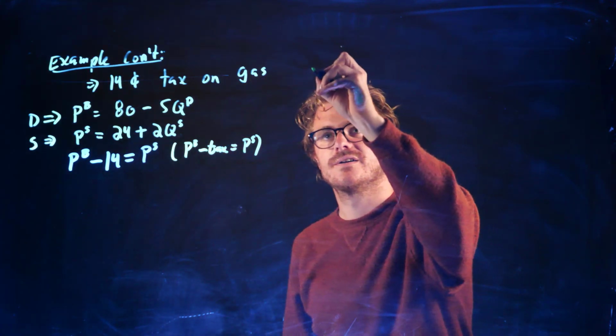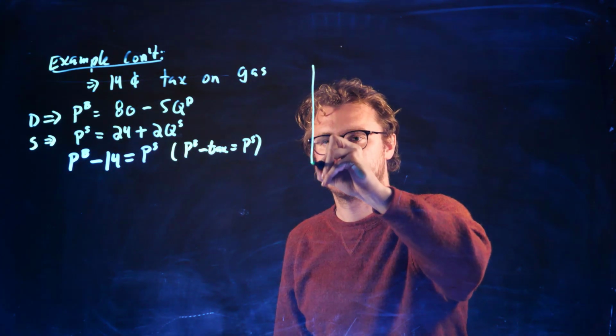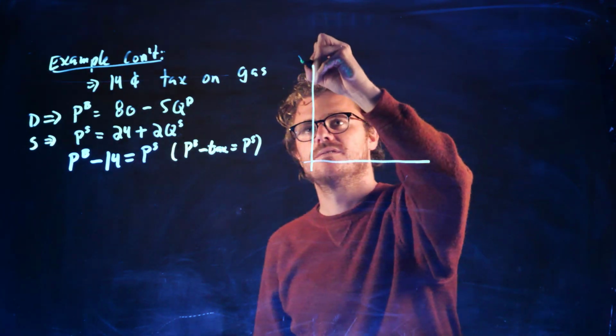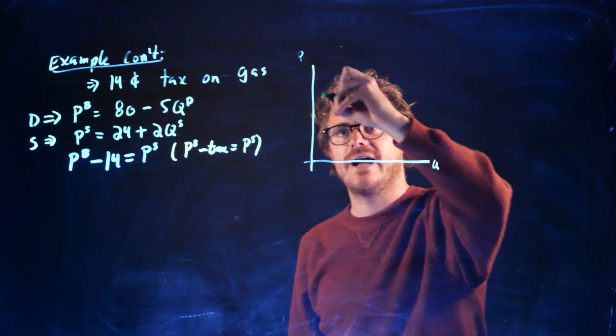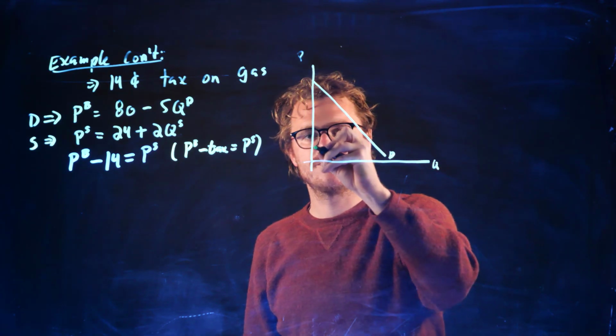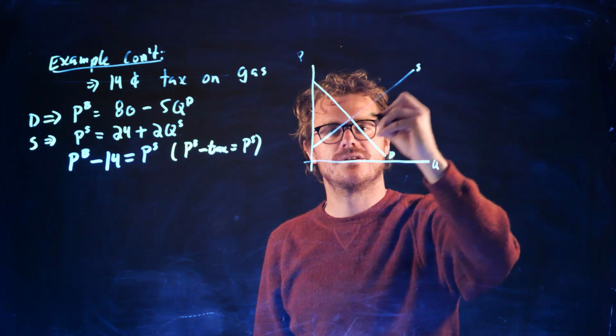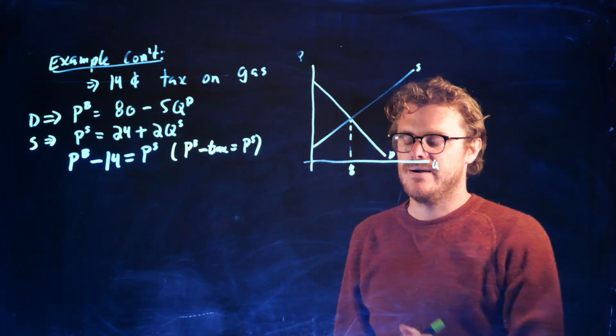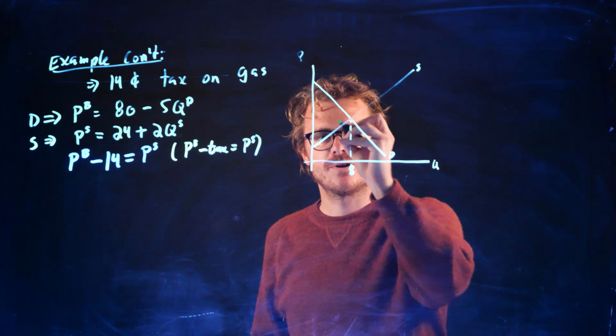So if we draw, we have an idea of what we're doing here. Remember we had, wish I didn't erase it now, our demand curve and our supply curve here, equilibrium of 8 million liters per month.